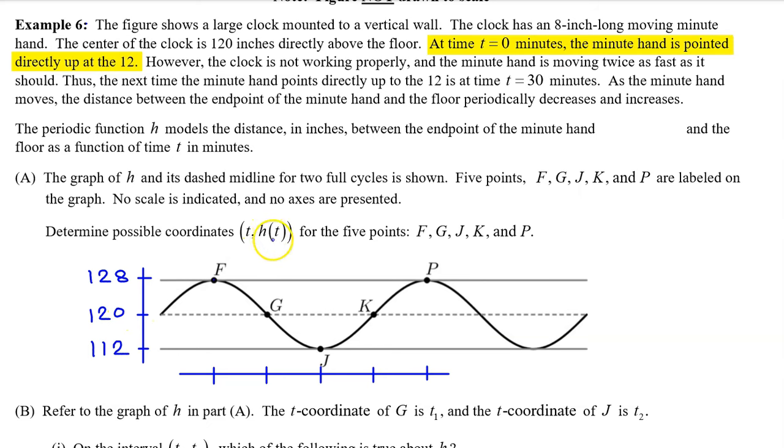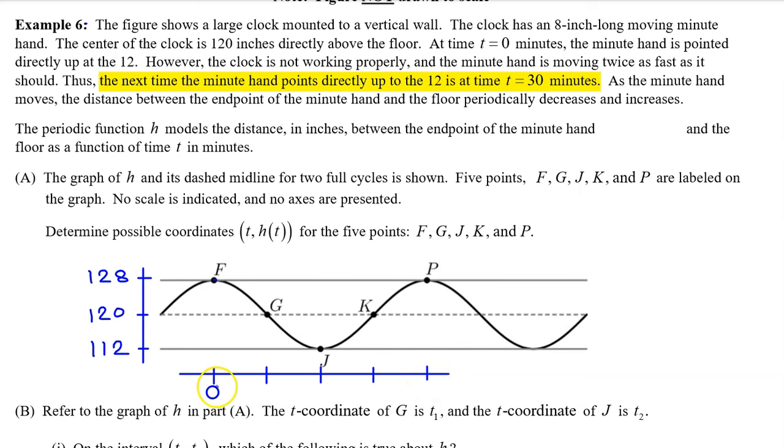Height is the output value, so we put height on the vertical axis. Time is the input, so we will put times on the horizontal axis. We are told that at time t equals 0 minutes, the minute hand is pointed directly up at the 12. That means t equals 0 is going to correspond with one of these points where the height is at 128, the highest value. Let's call this point t equals 0.